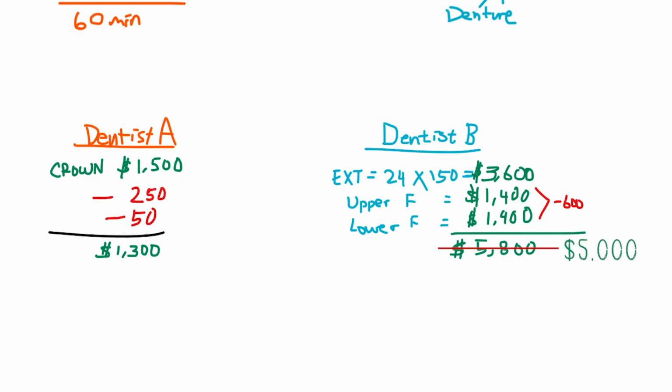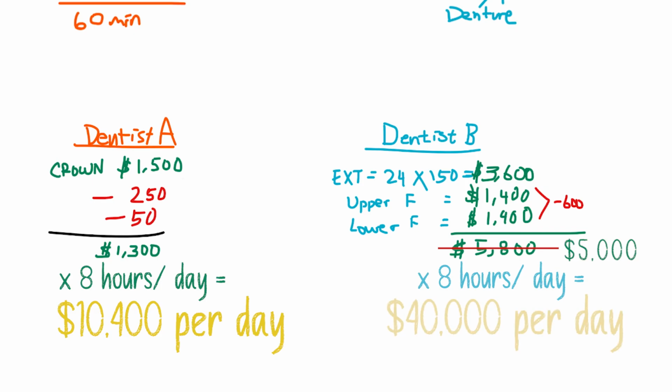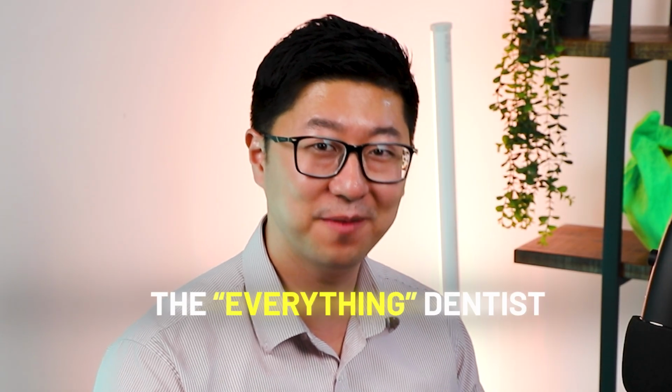Now, what if we multiply this by 8 hours a day? That's $10,400 per day for dentist A, and that's $40,000 per day for dentist B. And then what if you multiply that by months or even years? But yes, I also get that you don't get these kind of cases every hour. That's not realistic.